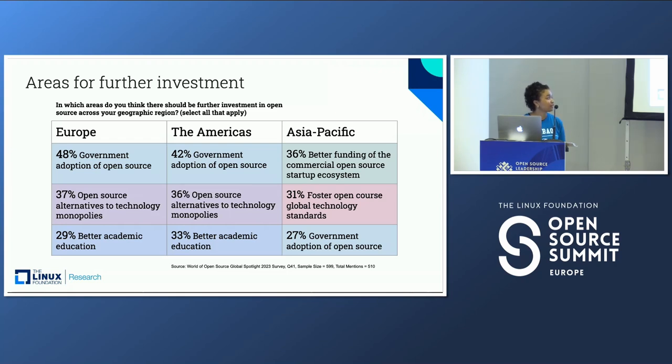Whereas in Asia Pacific, they would like to see better funding of the commercial open source startups ecosystem. Then we also see open source alternatives to technology monopolies and better academic education. Whereas in Asia Pacific, it was more about fostering open source global technology standards. And then the third was government adoption of open source.